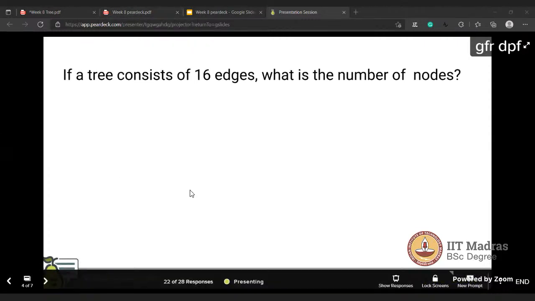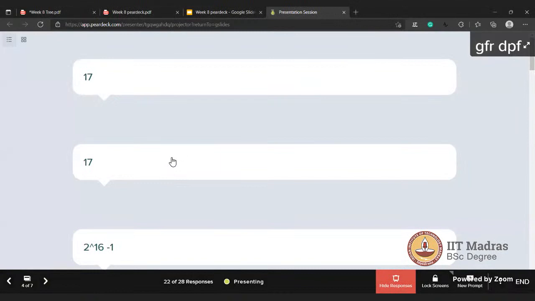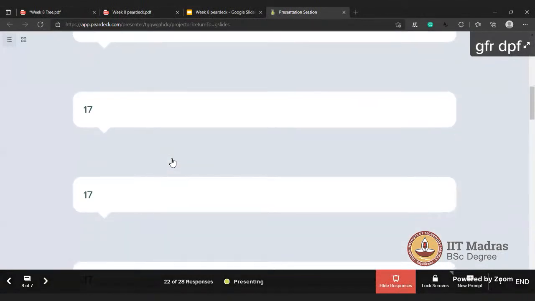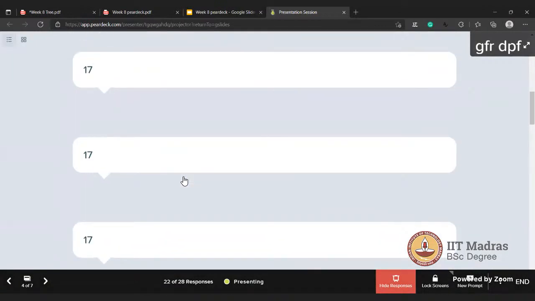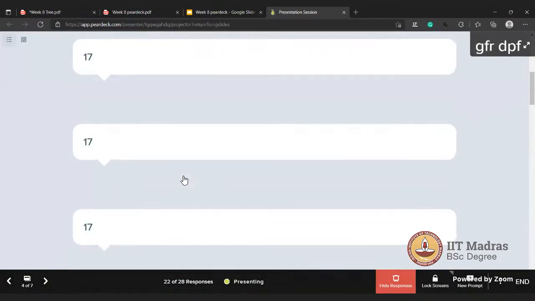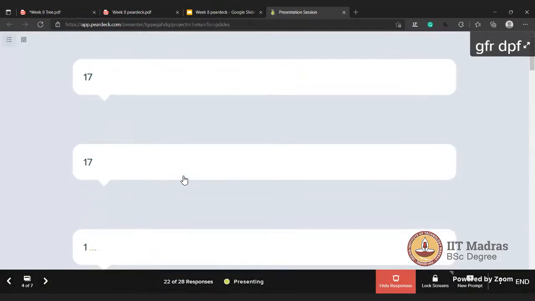We got 22 responses. We can discuss. Okay, so 17 maximum got the right answer. Can you explain why 17 is the right answer? Sir, a tree with n nodes will have exactly n minus 1 edges.